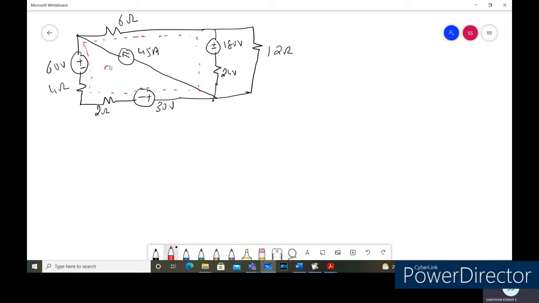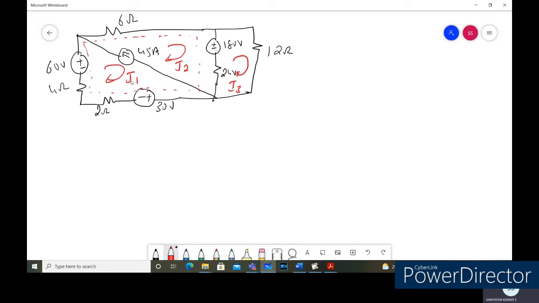Here the current in this mesh 1, we are going to call it I1. The current in this mesh, we are going to call it I2, and the current in this mesh, we are going to call it I3. Since the current source is common between mesh 1 and mesh 2, we are going to call this a super mesh, and we need to write the constraint equation.